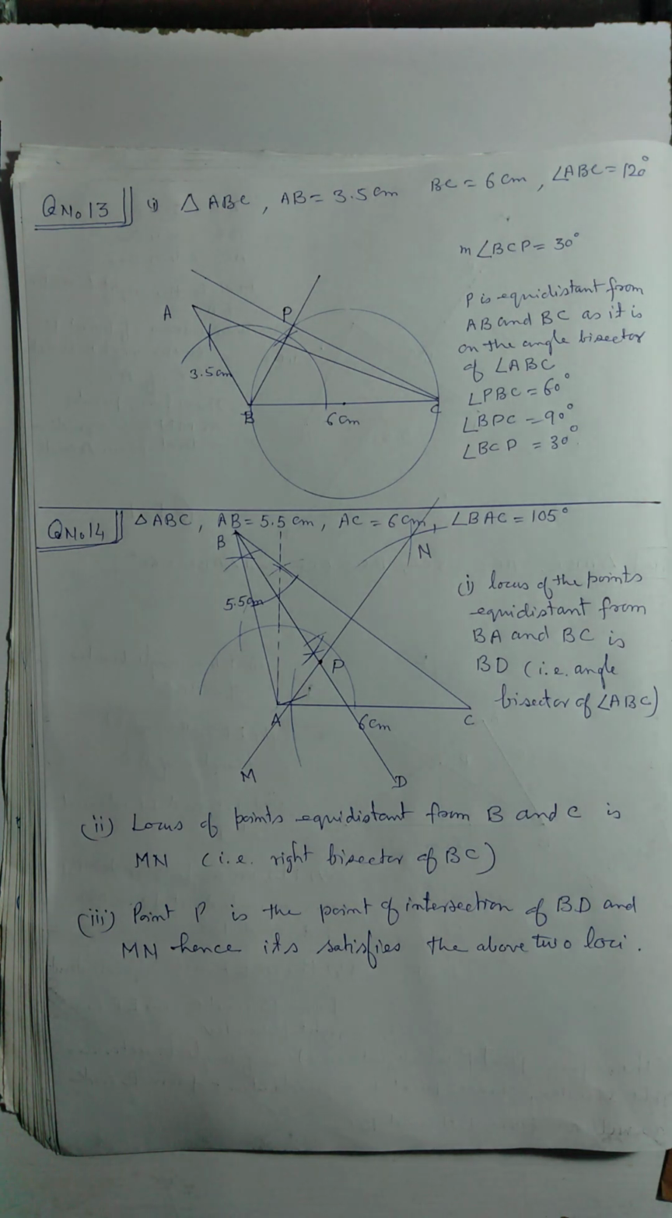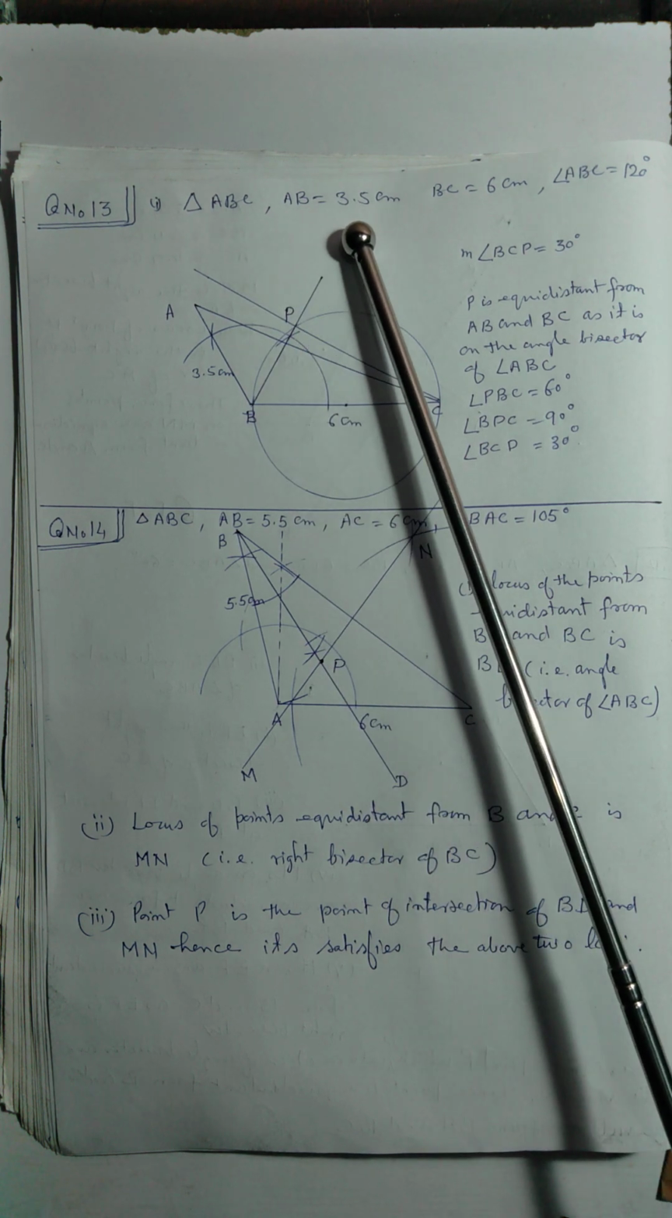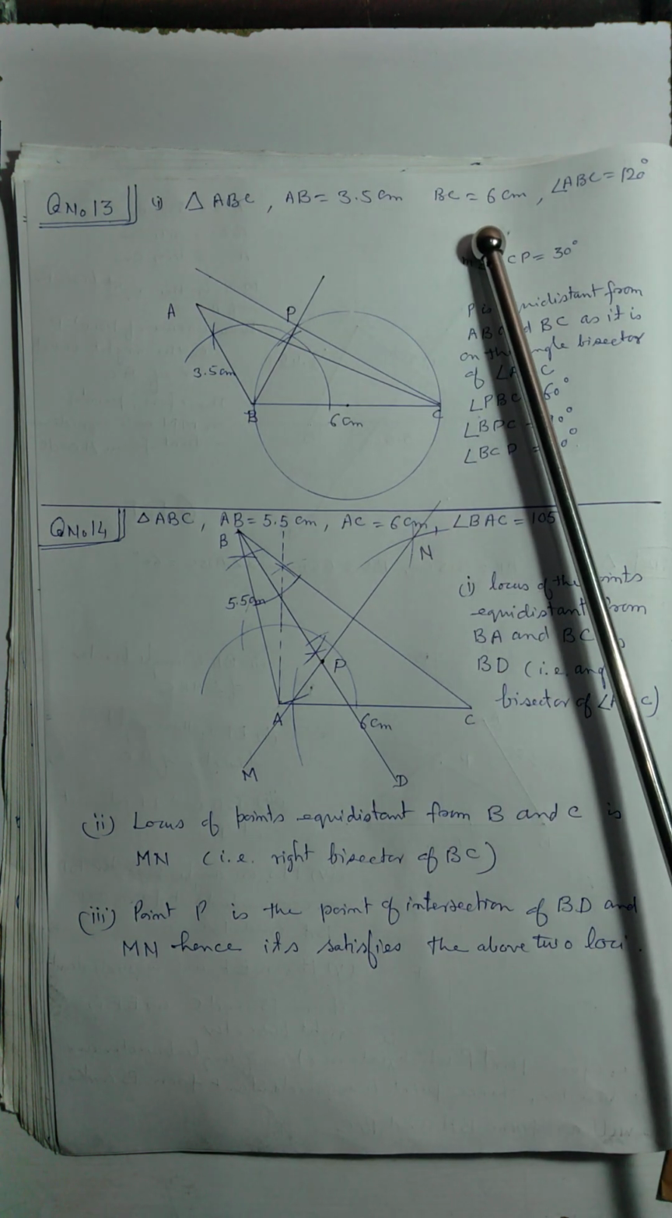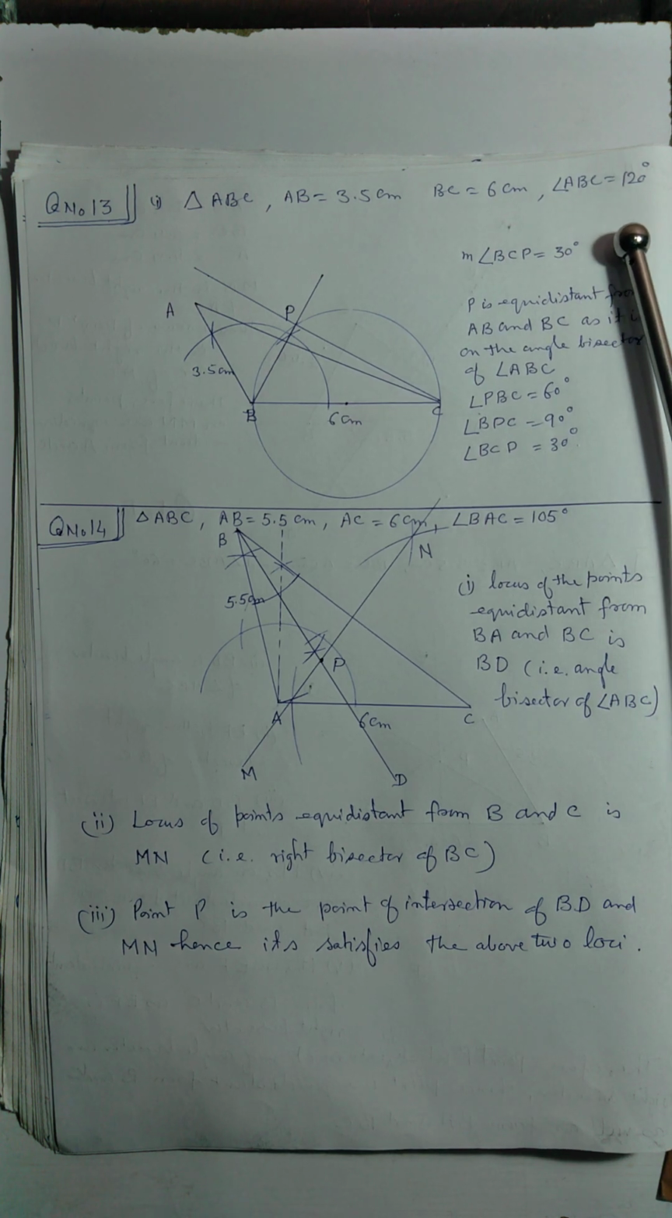In the same diagram, draw a circle with BC as the diameter. Find a point P on the circumference of the circle which is equidistant from AB and BC. Measure the angle BCP. Now you see here, triangle ABC, AB is equal to 3.5 centimeter, BC is equal to 6 centimeter, and angle ABC is 120 degree.